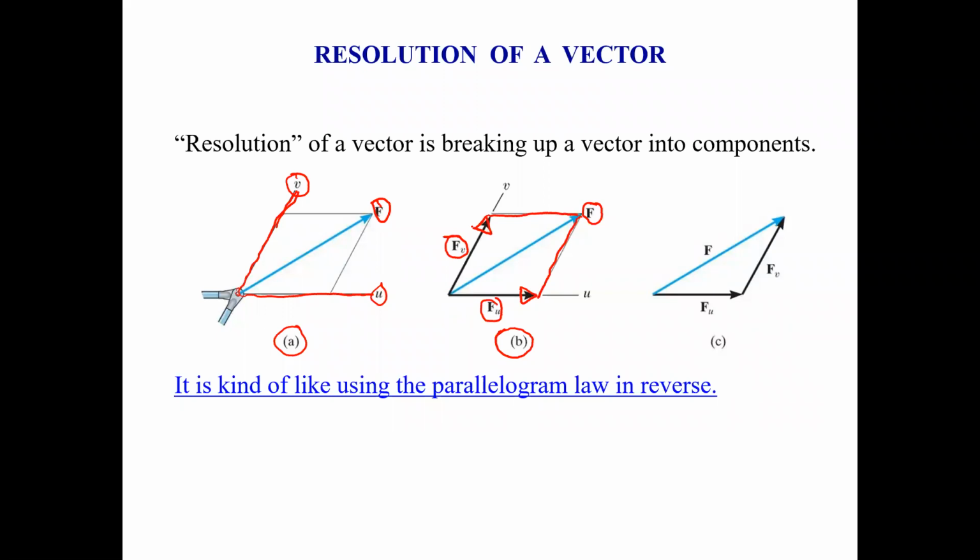Okay, and we can show it in figure C, just as a triangle. So it's the same as the triangle method or parallelogram method. This is your vector f, and this is f sub u and f sub v, the 2 components of vector f. And f sub u plus f sub v equals f. So it's kind of like using the parallelogram law in reverse. The same method which we used for vector addition, we can use to resolve a force vector. Okay, all right.